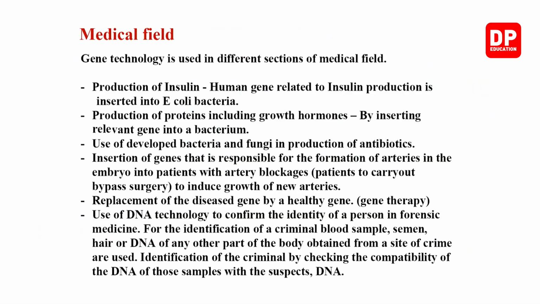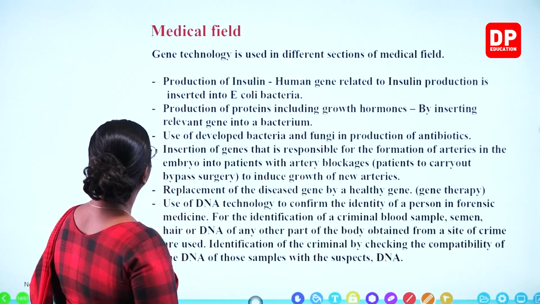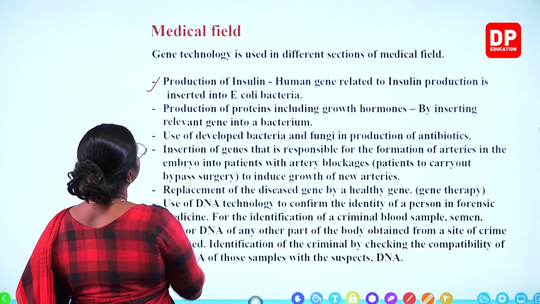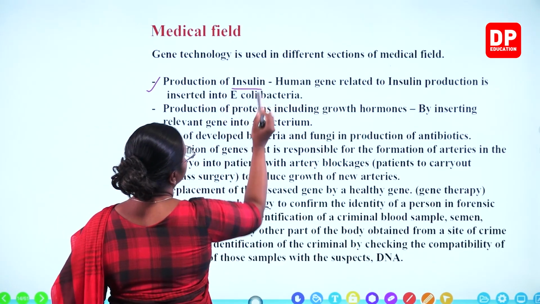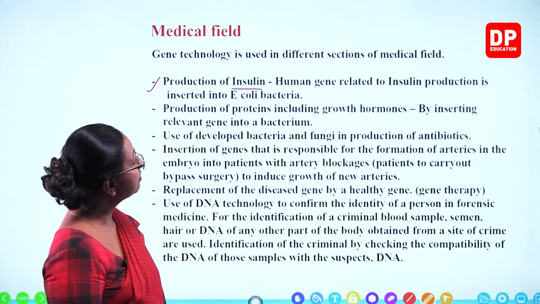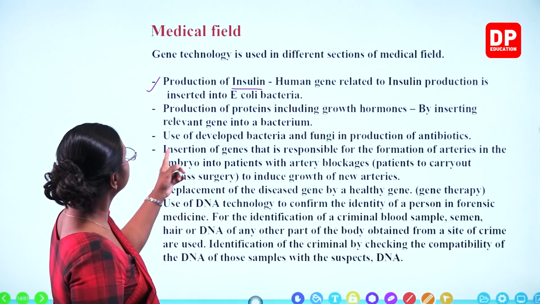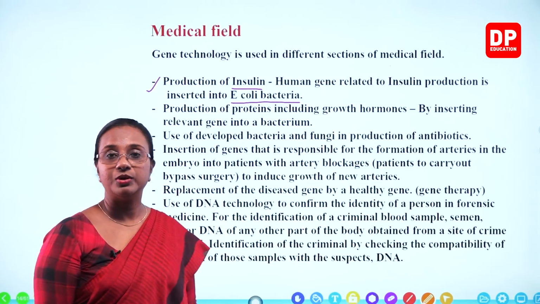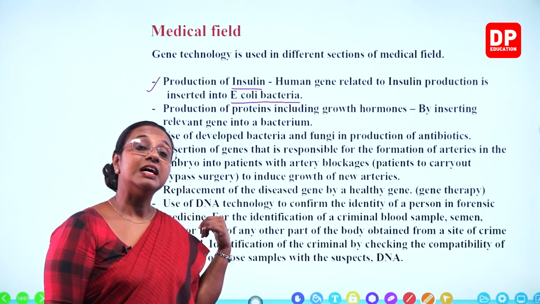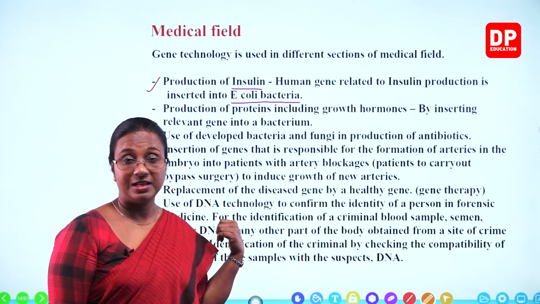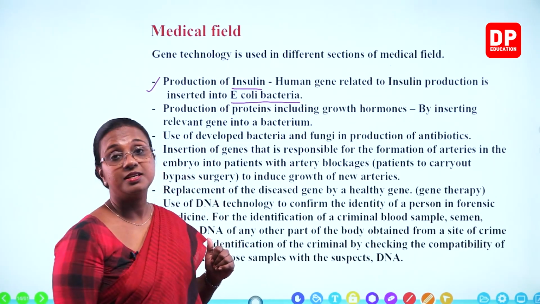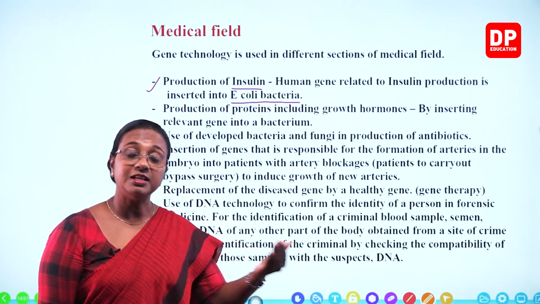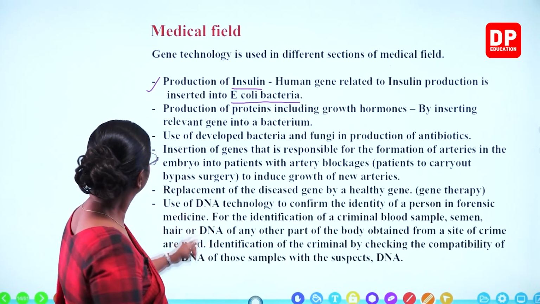In the medical field, gene technology is used in different sections. First one, what we have already discussed, production of insulin. A hormone, the human gene related to insulin production is inserted into E. coli bacteria, Escherichia coli bacteria. So again, a process similar to what I explained to you all. The human gene is inserted into a bacteria and the bacteria will produce insulin.